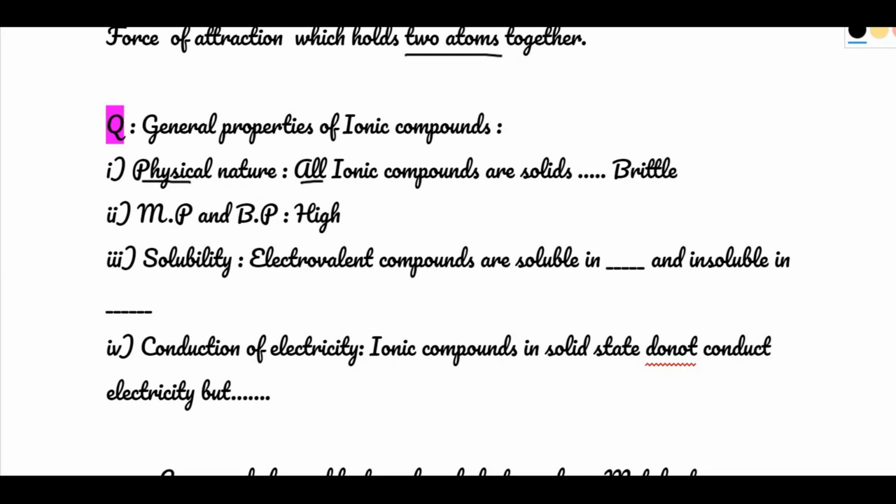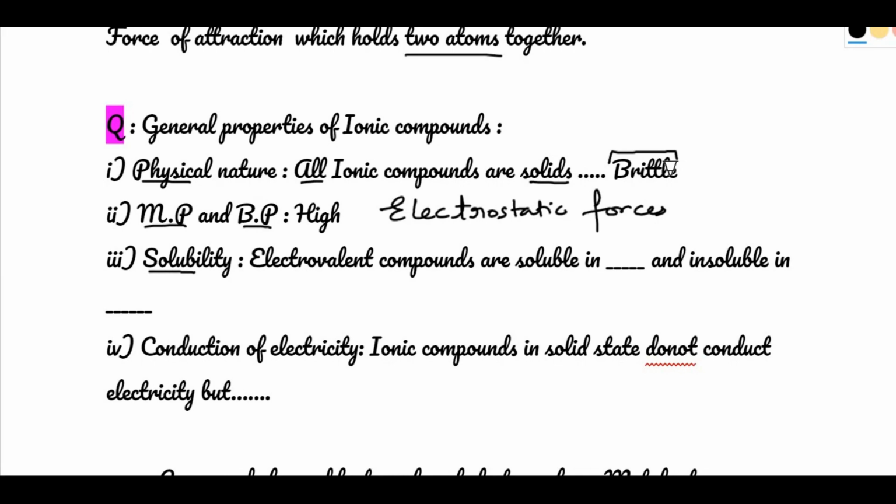All ionic compounds are solid. We can say they are brittle, because if you hammer them, they will become powder. All ionic compounds have a high melting point, and the boiling point is also high. Why? Because ionic compounds are held by electrostatic forces. That's why the melting point is high, and finally the boiling point is also high.